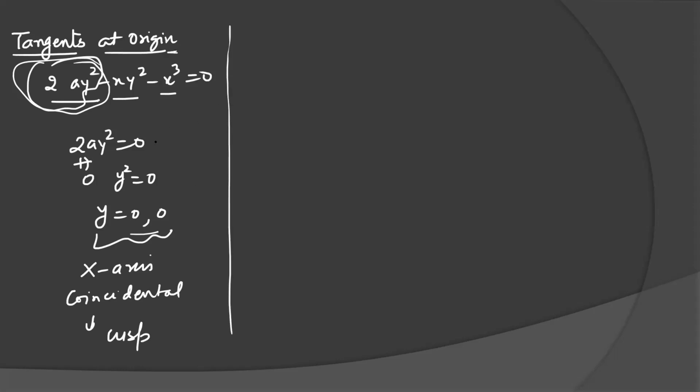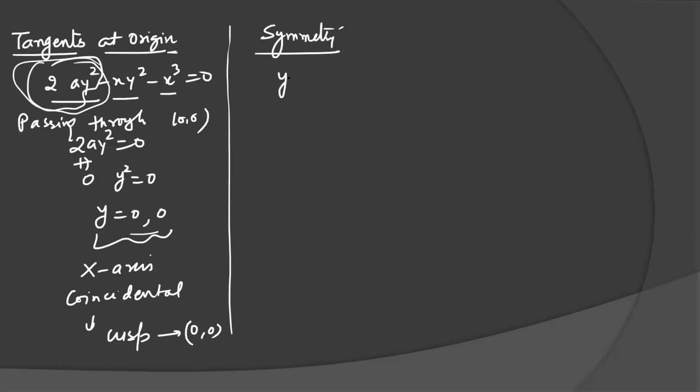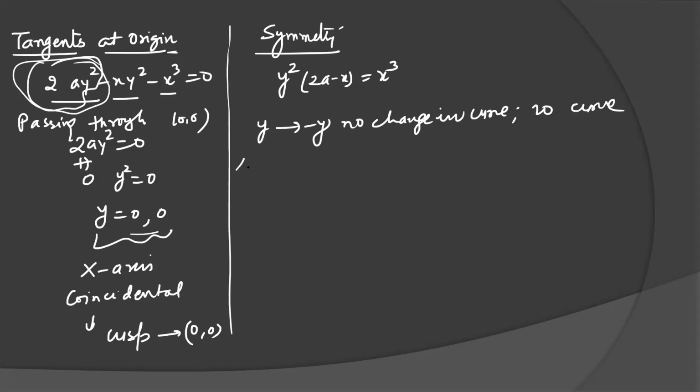This curve is passing through the origin. You can check it also. If x = 0, then y = 0. Passing through origin. I should check it first actually. So origin is a cusp here. Now symmetry. y²(2a − x) = x³. If you put y = −y, there will be no change in the curve. So the curve is symmetric about the x-axis, meaning the curve which lies above the x-axis will be similar to the part lying below the x-axis.